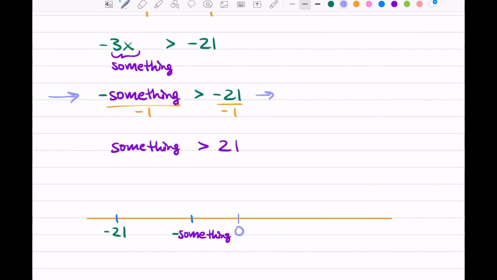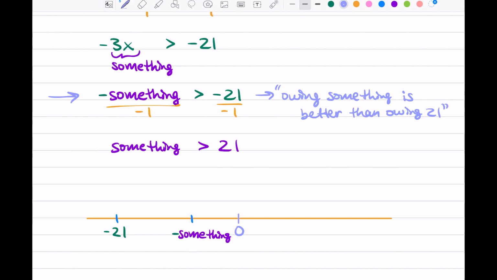Because as we translated this, owing something is better than owing 21. That's how we thought about it in our previous video, thinking about money. And that means we would put our negative something closer to 0, something that's less to pay off.